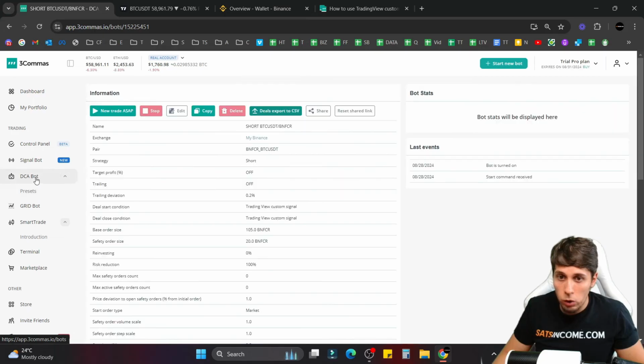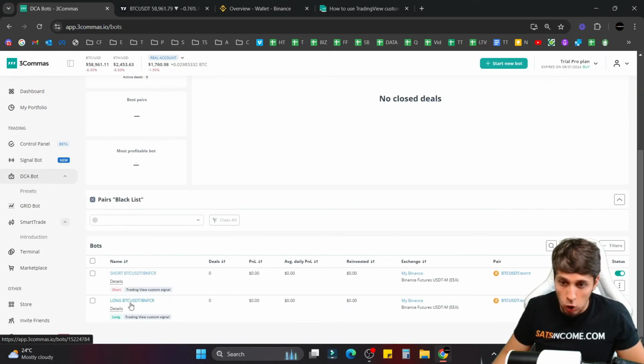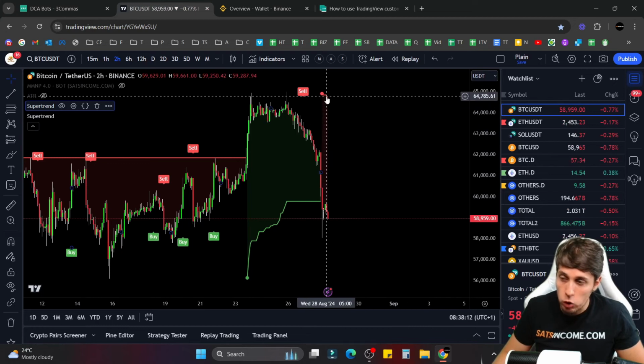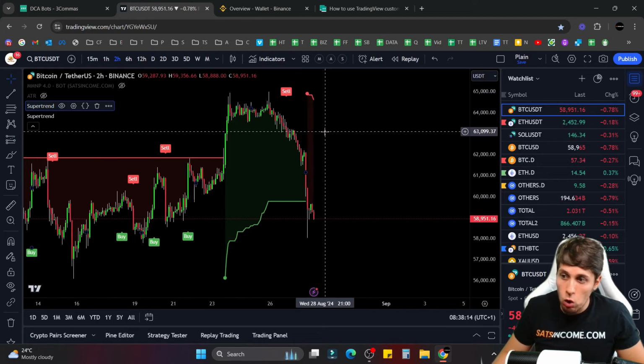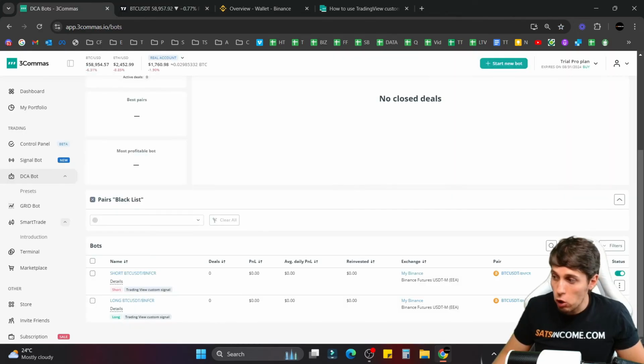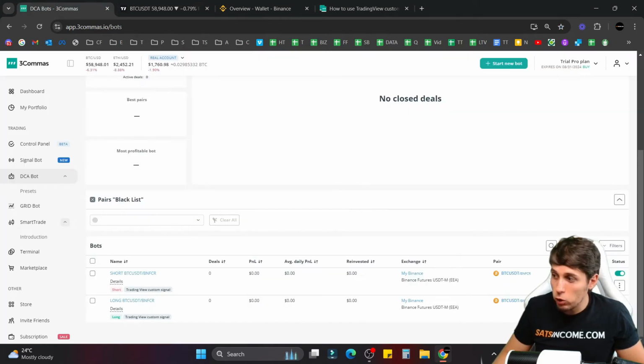Okay, so now we will go to our DCA bots, and what you guys can see here is that we have a long Bitcoin bot and a short Bitcoin bot. The short Bitcoin bot is active and that's exactly what we want, right? Because we are in a downtrend right now. So we want the bot to enter short on the next short signal, and the long bot is off because we don't want the bots to be buying the long signals. Later on, when the market turns green again, we're gonna do the opposite. We're gonna stop the short bot and we're gonna enable the long bot.